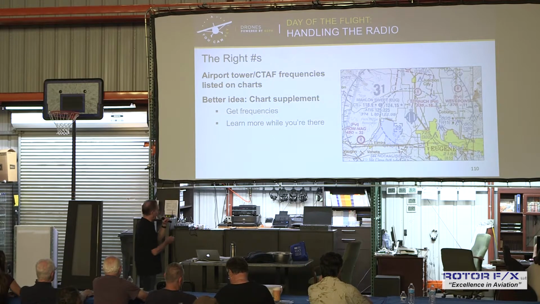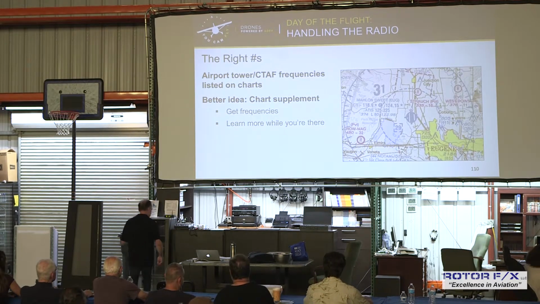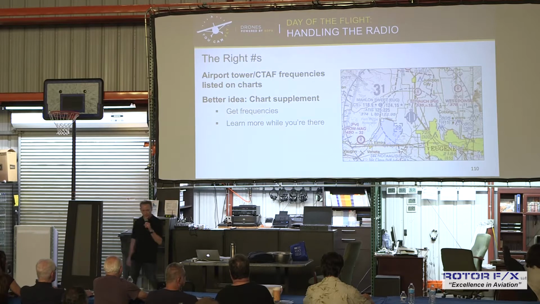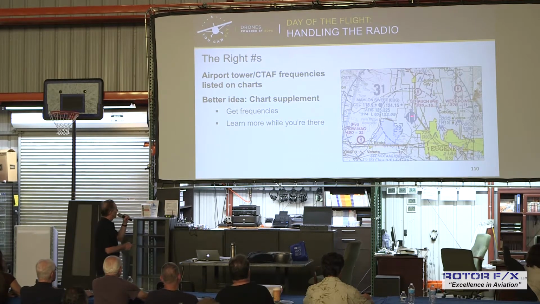What does this chart tell you? Well, it tells you a lot. Hang on. We'll try this. Is that a towered or untowered airport? Towered. It's in blue, right? If it were untowered, it would be in magenta. Okay? So it's a towered airport. It's what class of airspace? Class D, Delta.